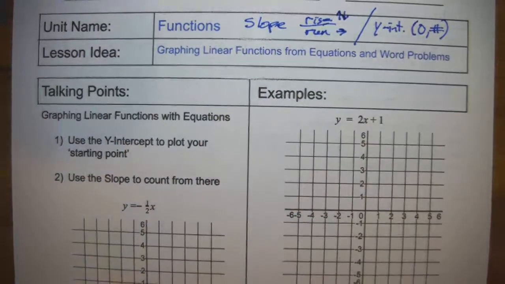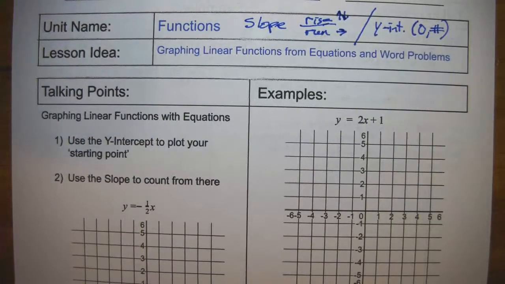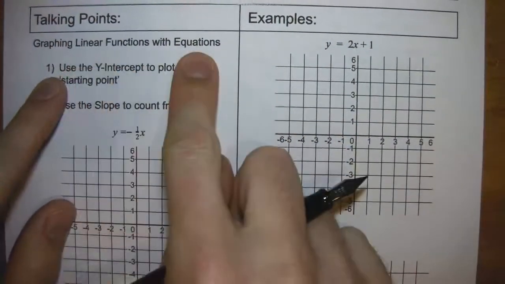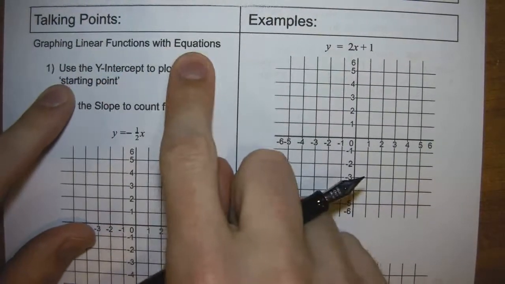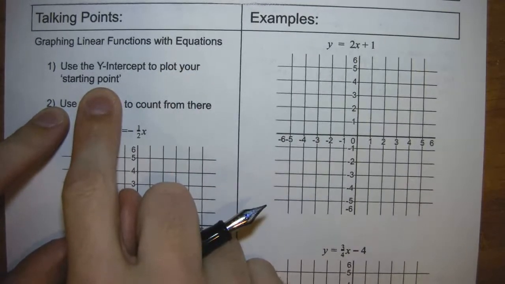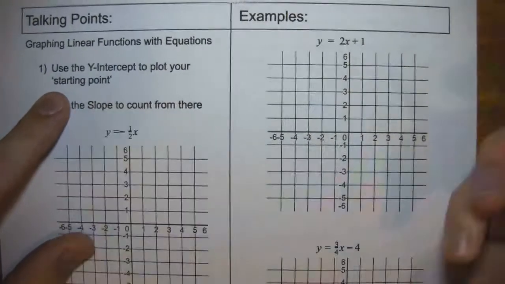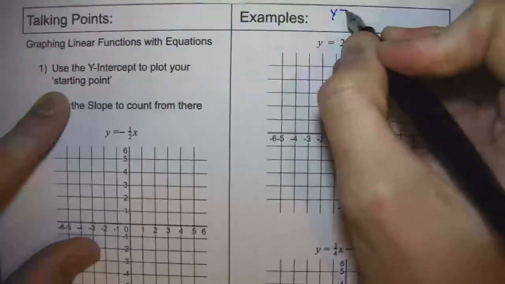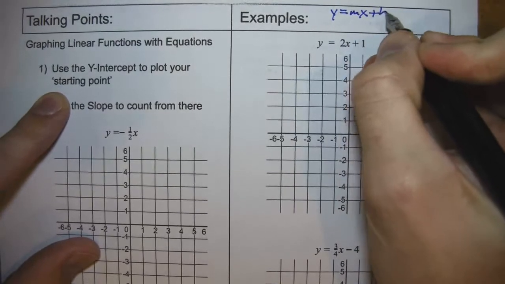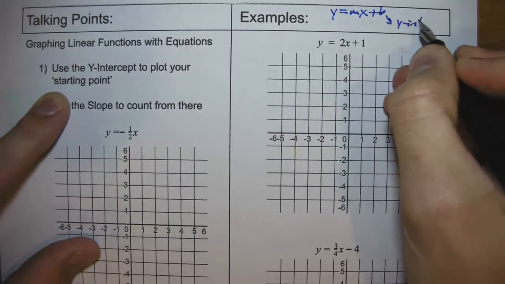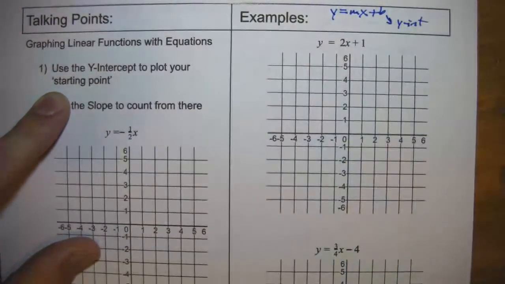The first thing let's do is look at equations and how we can take those equations and represent them as a line on the page. Let's start with this one here. If we're going to graph linear functions with these equations, first, we're going to use the y-intercept to plot our starting point. For example, in this case, I've got y equals 2x plus 1. And remember, our format is y equals mx plus b, where b is the y-intercept. So in this case, my y-intercept is at 0, 1.